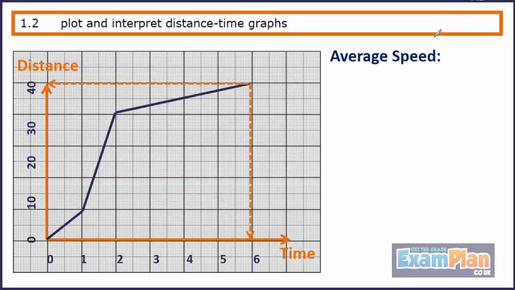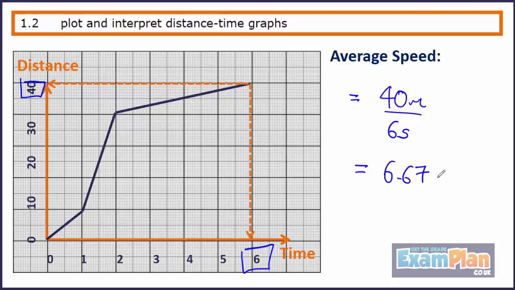Average speed is calculated by doing the total distance travelled divided by the total time taken. In this case, the total distance is 40 metres and the total time is 6 seconds. Therefore, the calculation is 40 metres divided by 6 seconds, giving us 6.67 metres per second. In this exam, 2 decimal places is always sufficient.